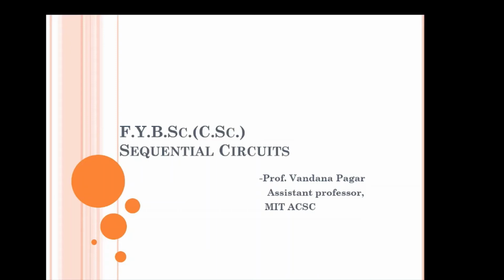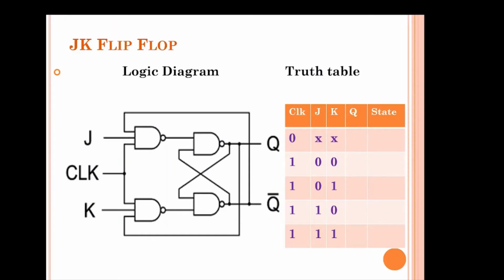In this tutorial, we are going to study the second sequential circuit, that is a JK flip-flop. In the previous lecture, we have studied about RS flip-flop and its working. In today's lecture, we are going to study about a JK flip-flop. This is the logic diagram for a JK flip-flop, which consists of 4 NAND gates.